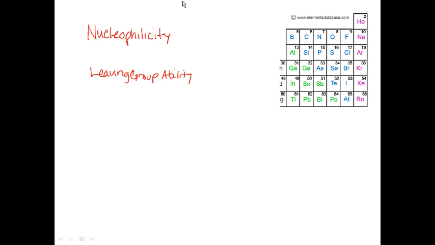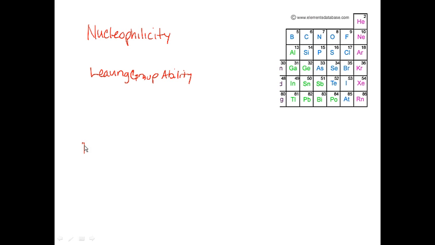And then the other thing that we'll talk about after we talk about SN1 and SN2 reactions is the idea of how the solvent can play a role. But we won't do that yet until we introduce the idea of SN1, which I will do in a few minutes. So let's talk about leaving group ability first.